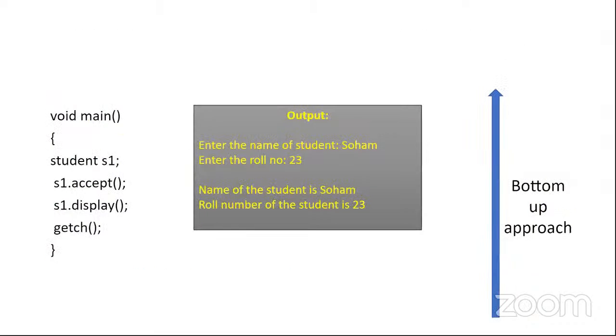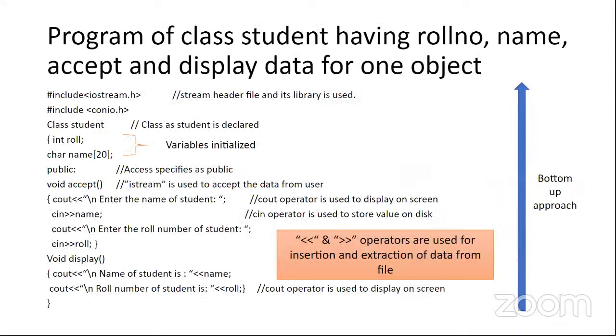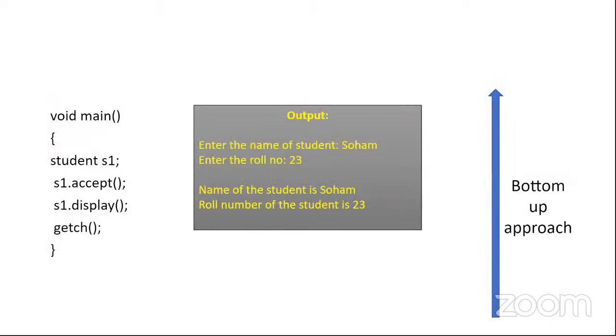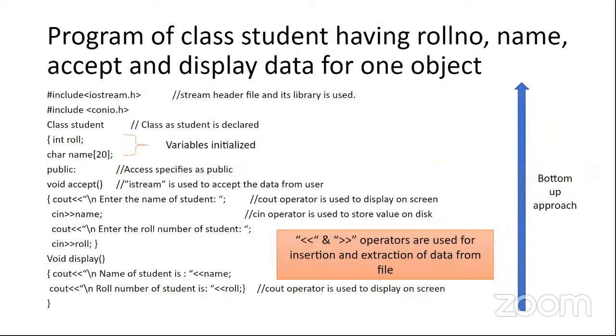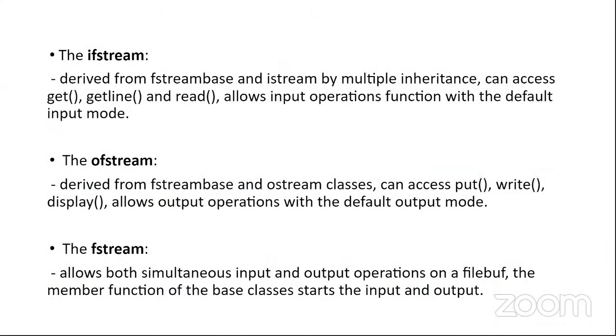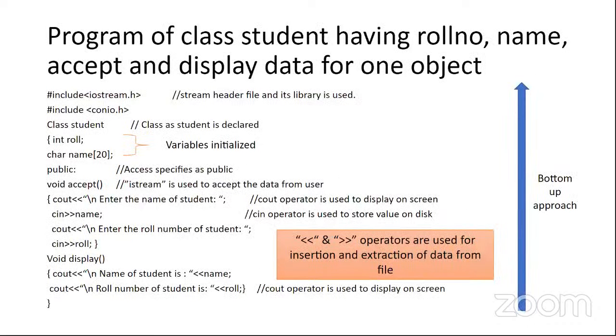Hello. Hello. Next slide. Here is a simple example of a class student having roll number, name. Previous slide. Back. This one. No. Next. This is the next slide. Okay. Yes, sir. All right. This is quite clear. What is this? Next one.